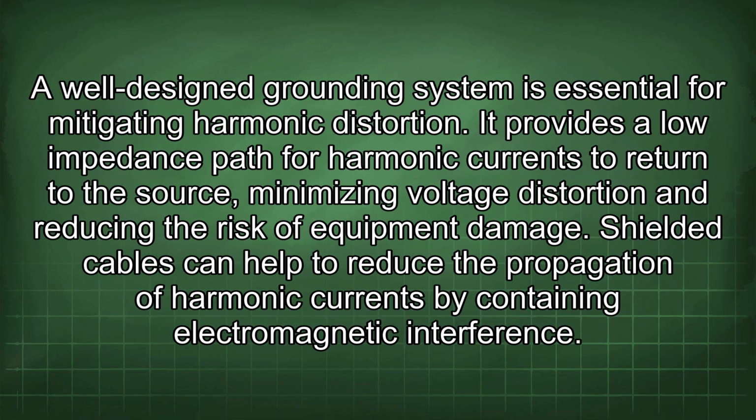A well-designed grounding system is essential for mitigating harmonic distortion. It provides a low-impedance path for harmonic currents to return to the source, minimizing voltage distortion and reducing the risk of equipment damage. Shielded cables can help to reduce the propagation of harmonic currents by containing electromagnetic interference.